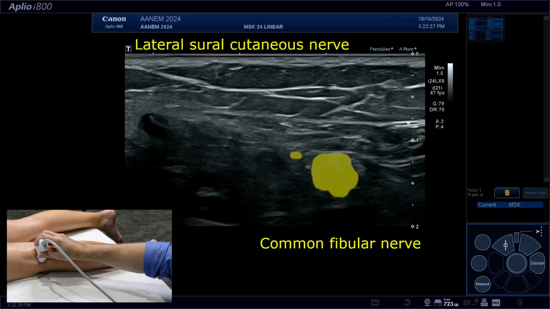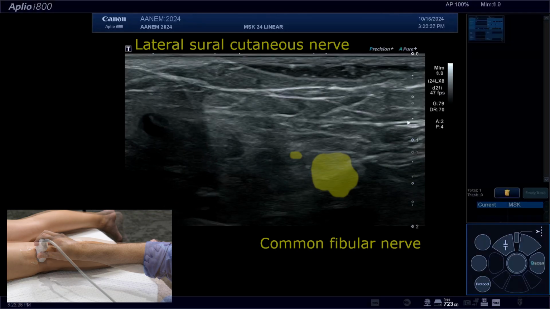The origination of the sural nerve is variable in each scanned individual. Most commonly, it receives portions from both the common fibular nerve and tibial nerve. However, this can vary. Some individuals have contributions only from the common fibular nerve, others solely from the tibial nerve. Rarely, the sural nerve can branch directly from the sciatic nerve.